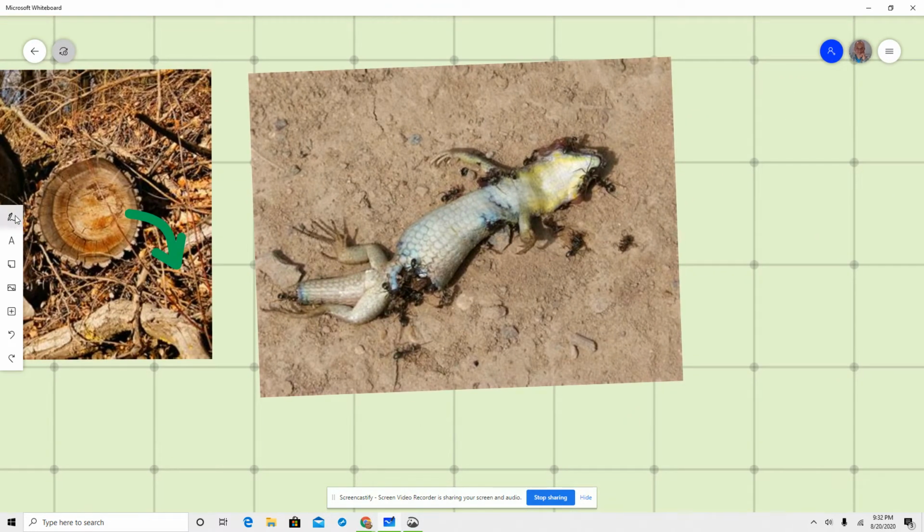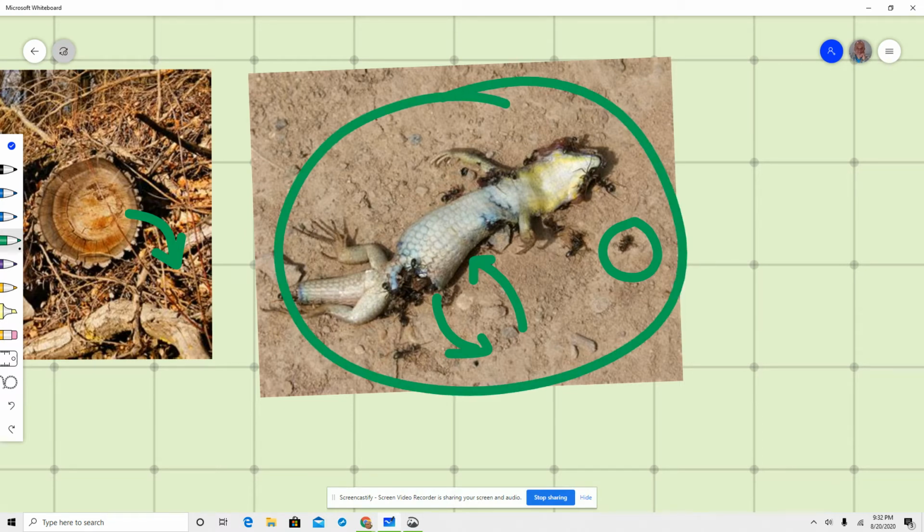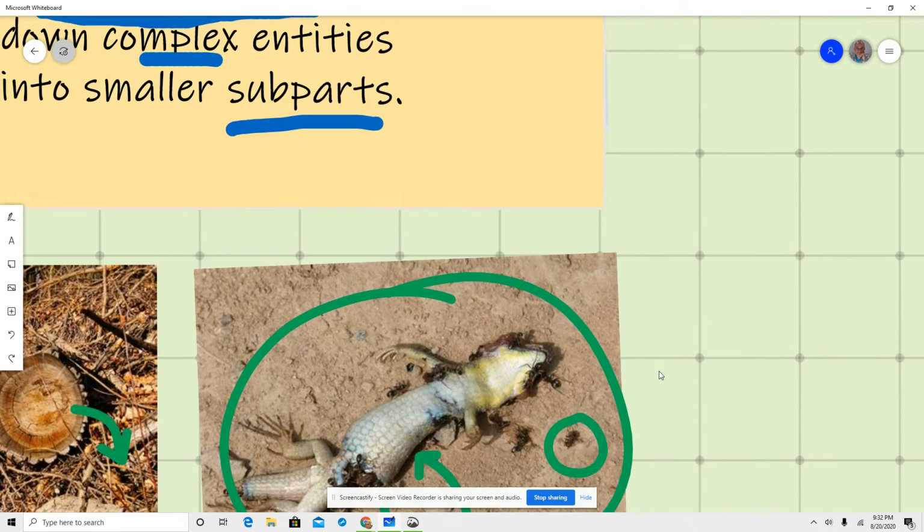We have another aspect of decomposition here. We have an animal that is dead, and now it's going to decompose. The decomposers here are the ants. They break the animal down into smaller parts, and then it goes into the soil. So that's also decomposition. You get a complex structure, and it's broken down into smaller parts.